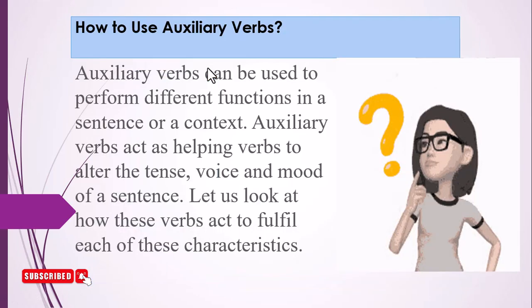How to use auxiliary verbs? How can we use these all to perform different functions, to form different sentences or in a context? So auxiliary verbs act as helping verbs to alter the tense, voice, and mood of a sentence. Let us look at how these verbs act to fulfill each of these characteristics.